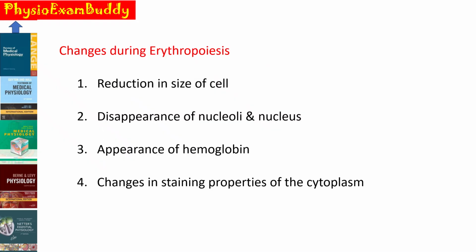And what are the changes you are expecting during erythropoiesis? There occurs a reduction in the size of the cell. That is, as the cell progresses, there occurs a reduction in the diameter of the cell, and there will be disappearance of the nucleoli as well as the nucleus, and there occurs the appearance of hemoglobin, and there occur changes in the staining properties of the cytoplasm. So this, in short, is the changes occurring during erythropoiesis.